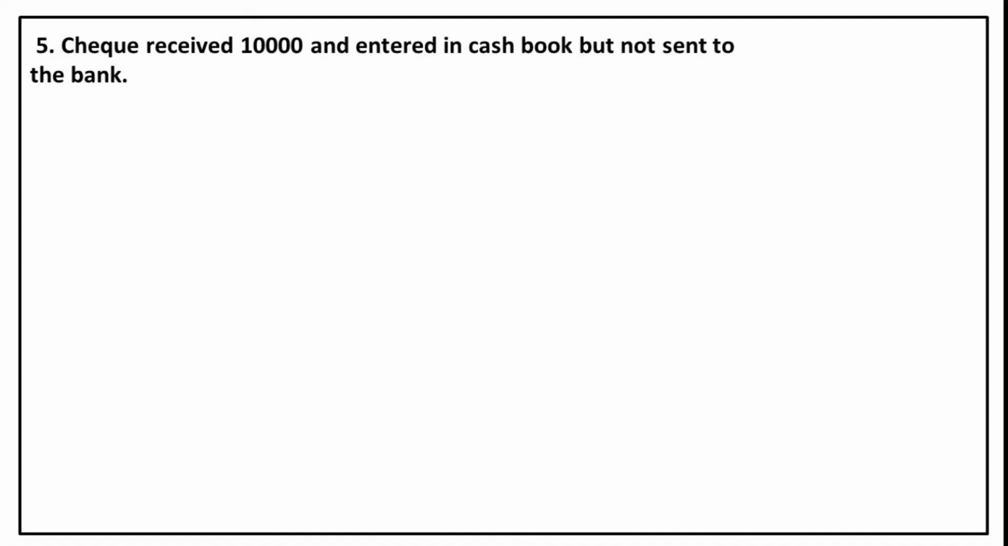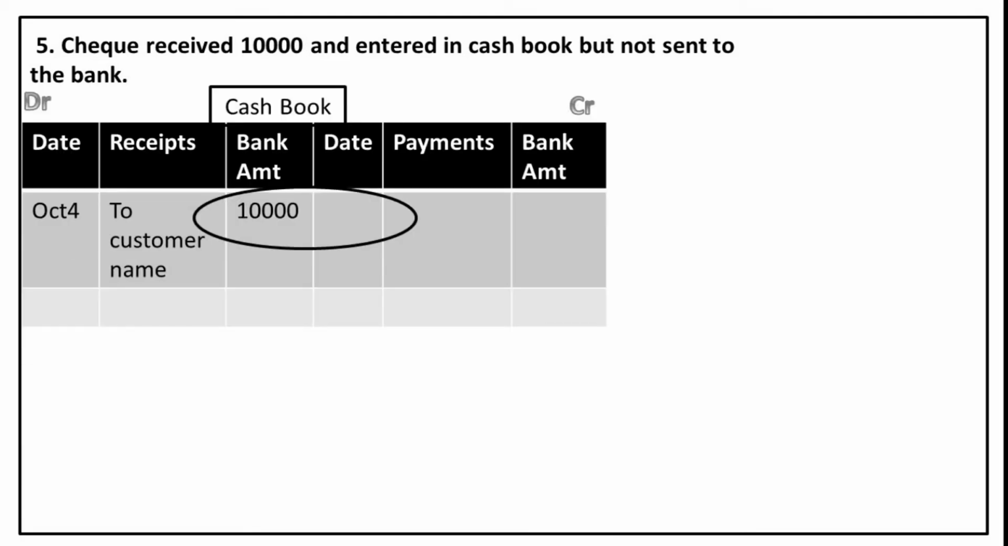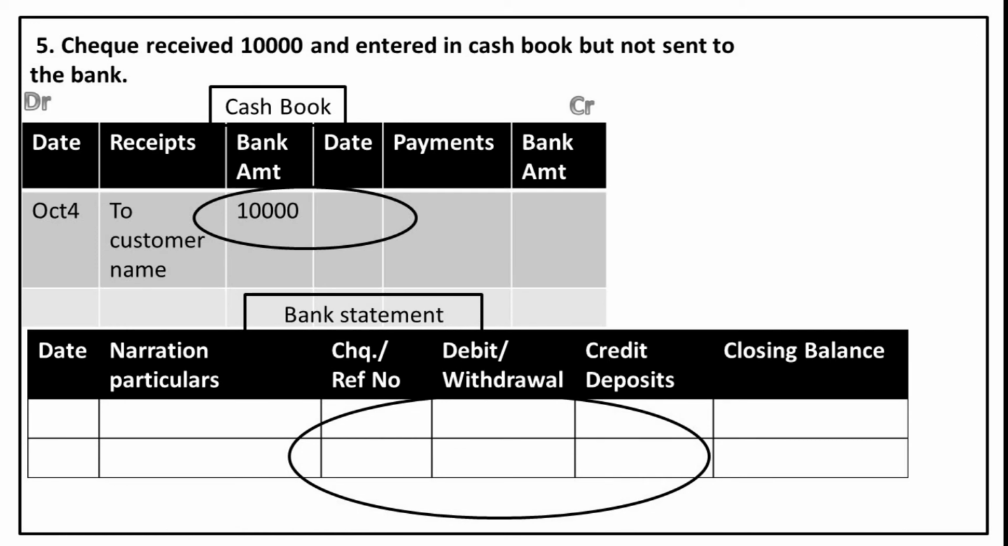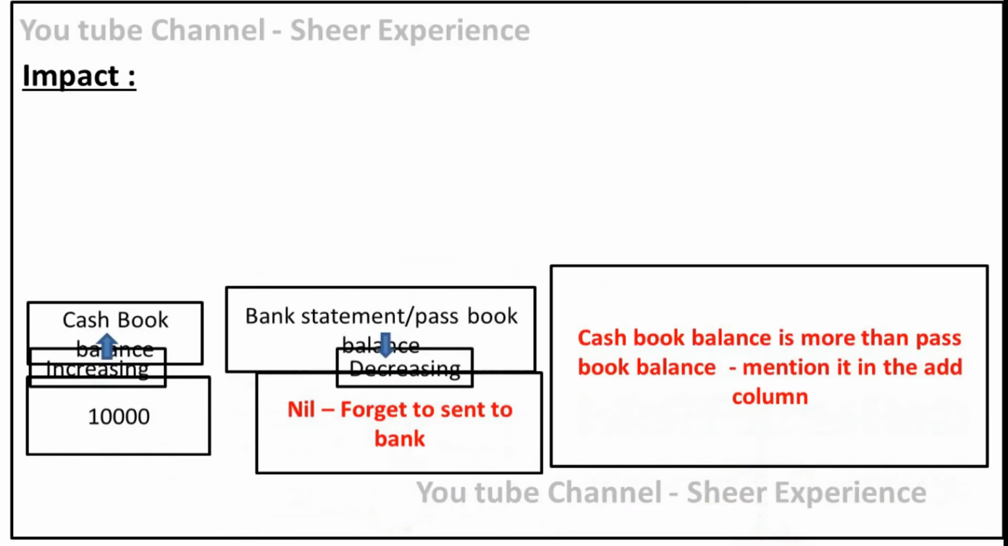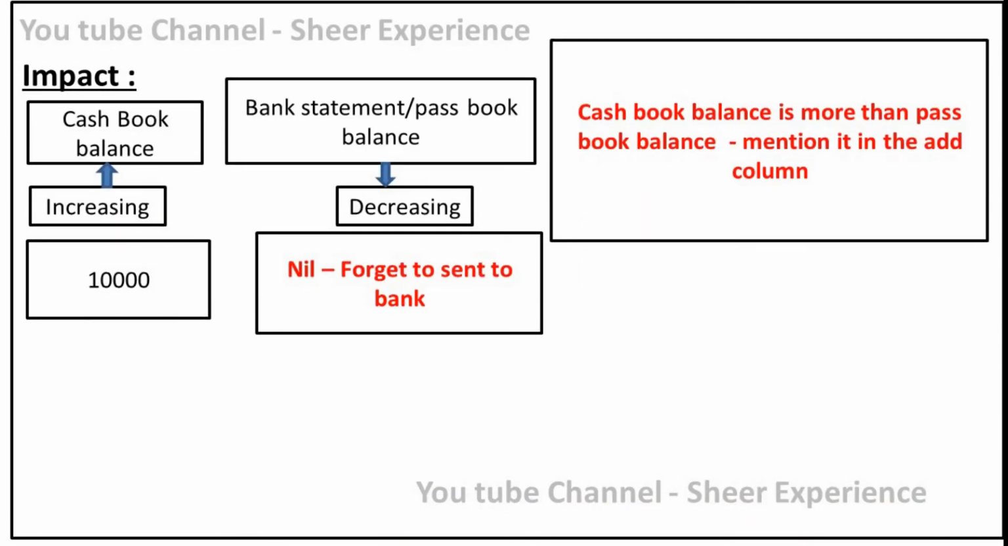Our next transaction is check received 10,000 and entered in the cash book but not sent to bank. As usual, when we receive the check from customer, we enter it on the debit side of the cash book, that is on the receipt side. But we forgot to send to bank, so the amount will not appear in the credit side of the bank statement. So the difference between cash book and passbook balance is 10,000.